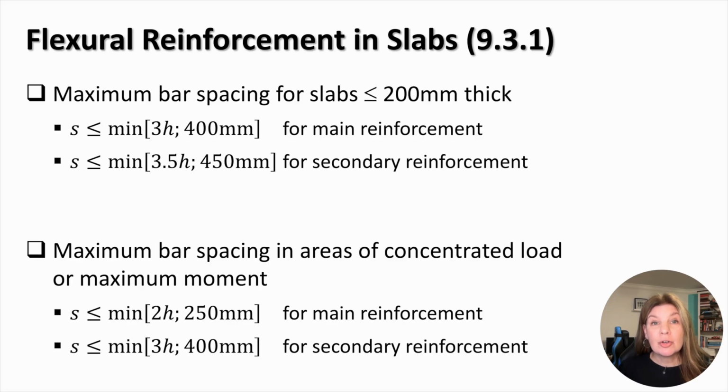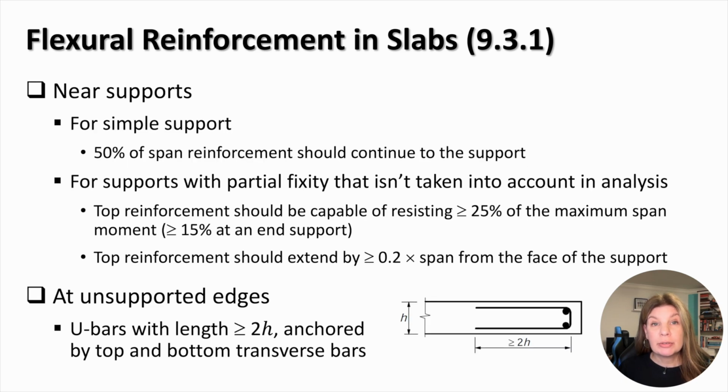For the areas of concentrated loads, these limits are reduced to a smaller value between 2 slab depths, or 250 millimeters for the main reinforcement, and to a smaller value between 3 slab depths, or 400 millimeters for the secondary reinforcement. The arrangement of longitudinal reinforcement in slabs near supports should adhere to the following rules.